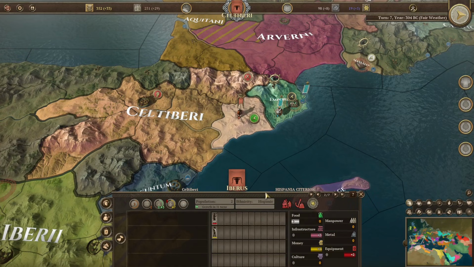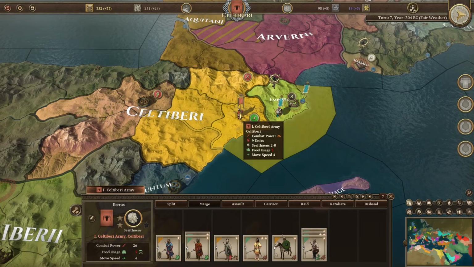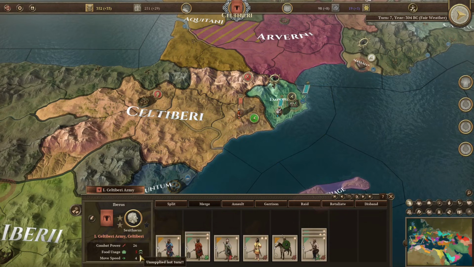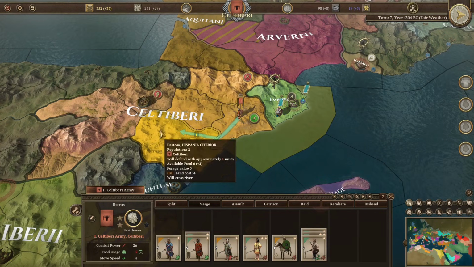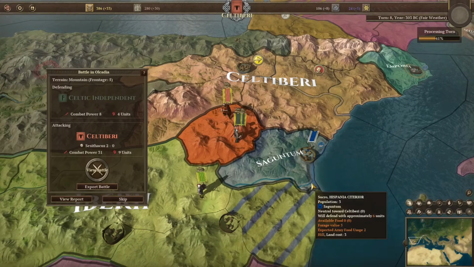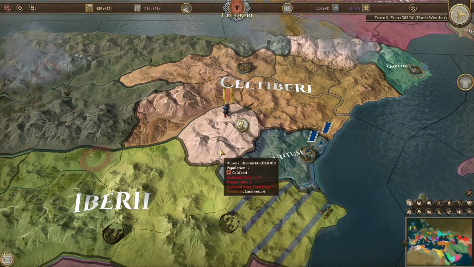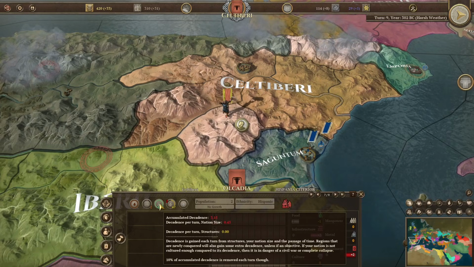We need 1 region more, so probably this one. But our army is a bit tired, so I will give them 1 round to recover their supplies. Also, they don't have enough food in the region, so let's go back closer to our regions where I have food. And our last battle, let's skip because we are stronger. Okay, we conquered it, and decadence is quite high, 3.15.